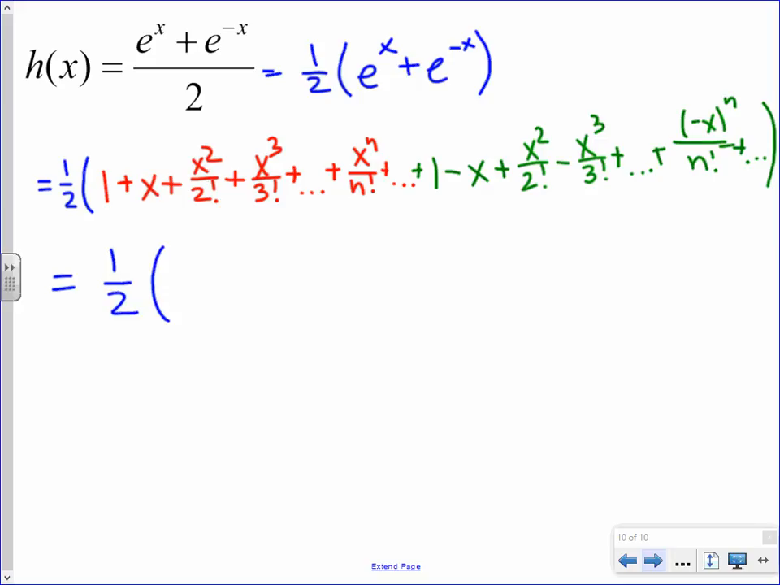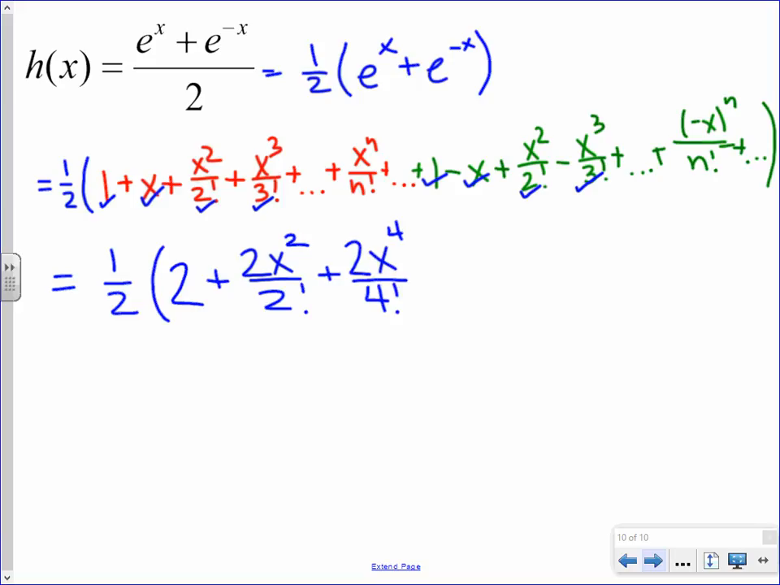what happens? What is 1 plus 1? What is x? Okay, so there's that, right? What is x plus negative x? 0. And then we have x squared over 2 factorial plus x squared over 2 factorial. You get 2 of them, right? Then what happens to x cubed over 3 factorial minus x cubed over 3 factorial? That's going to go away, right? So what's going to happen here? We're going to get doubles of all of the even powers, right?